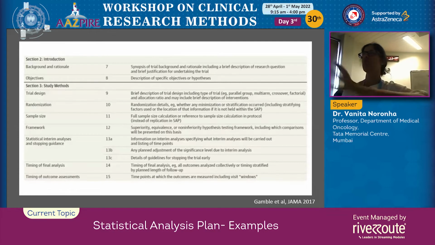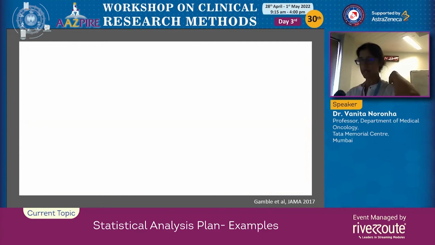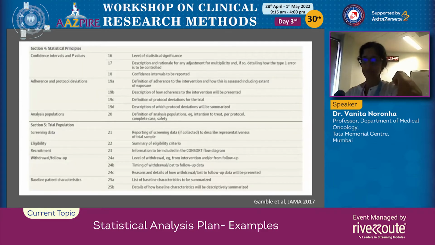What are you going to be putting in an interim analysis or stopping guidelines? And when are you going to time your final analysis? So this is the initial administrative part of your statistical analysis plan. Then you have the statistical principles, and that is really the most important. So what are your p-values? What are you setting as your confidence intervals? What are you going to be stating are deviations, violations? What would constitute all of that? So that needs to be part of it.